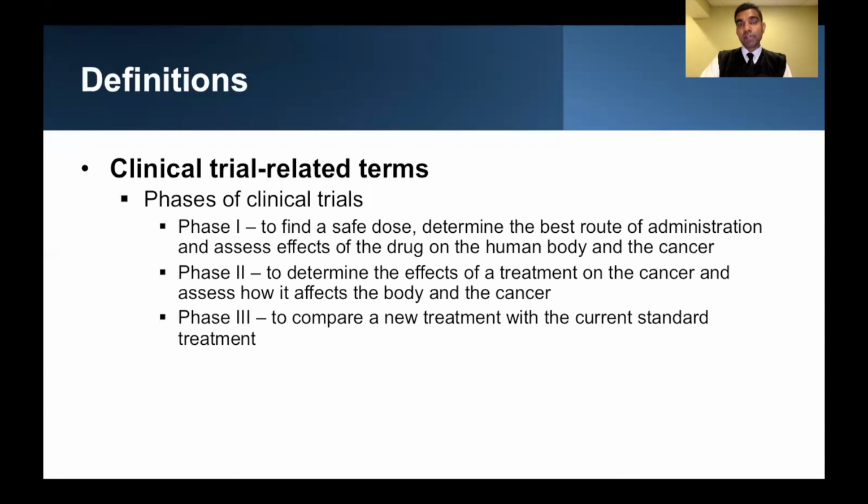So when you're offered participation in a phase 1 study, it is important to recognize that this may not necessarily mean that you are going to receive a drug which has not shown evidence of clinical activity. Very important to recognize that.